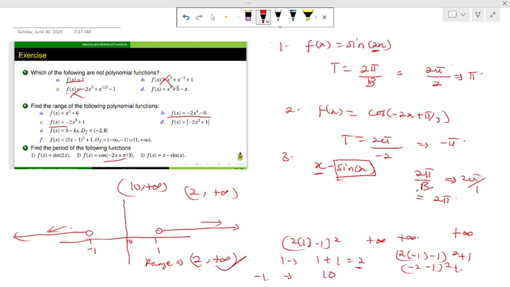So this is the end of our review exercise on functions, and this is part 1. We'll be having part 2 in the next section.